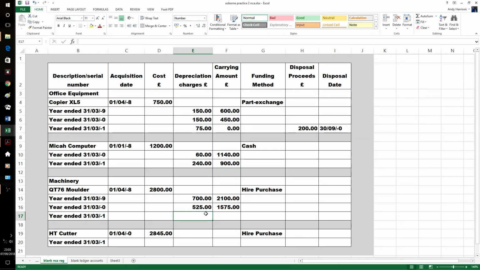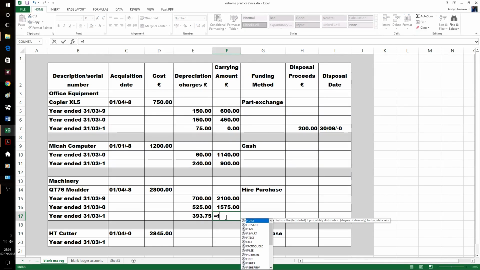Machinery then, that's the one that's a diminishing or reducing balance method. Our depreciation charge for the year is the carrying amount from the previous year, because it's diminishing balance, times 25%. It tells us it's 25% in the question. And then the carrying amount is the old carrying amount, calculated the same way as straight line, minus the year's depreciation.